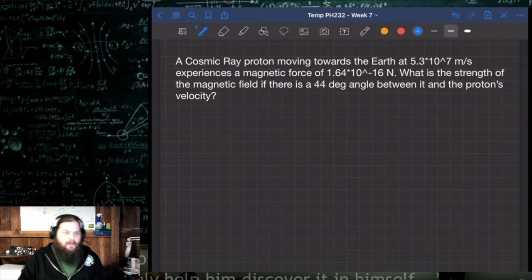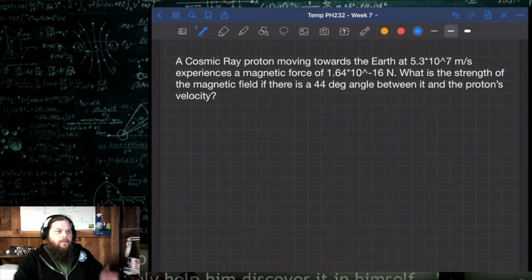We can apply these equations to problems to find the force on different charged particles that are flying through magnetic fields. In this case, we have a cosmic ray proton, which is moving towards Earth at 5.3 times 10 to the 7 meters per second. That's really fast. It experiences a magnetic force of 1.64 times 10 to the negative 16 newtons. They want to know the strength of the magnetic field if there's a 44-degree angle between the magnetic field and the proton's velocity. So let's draw that out for a second.